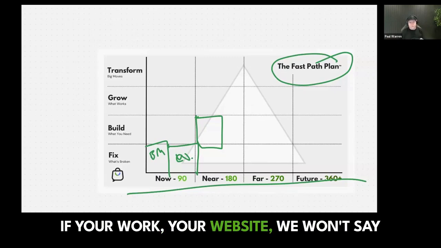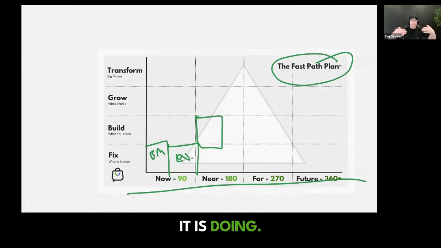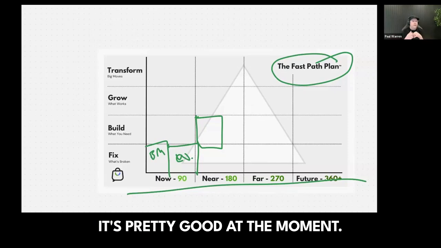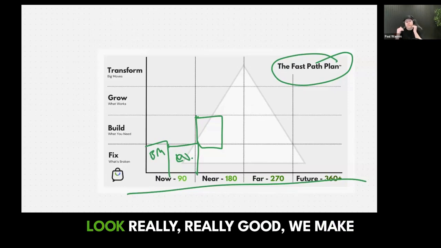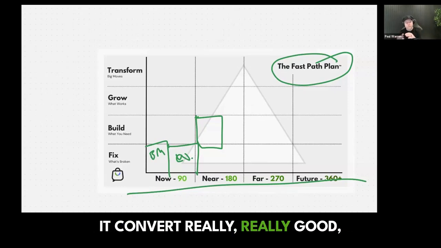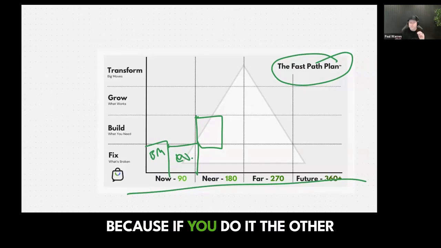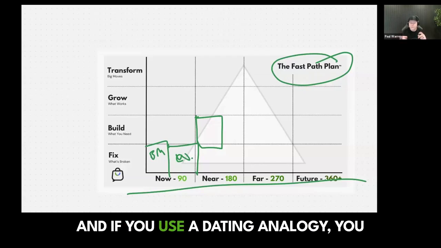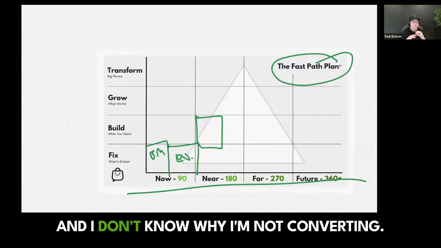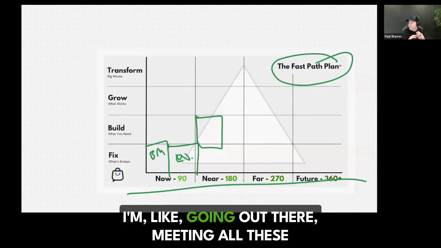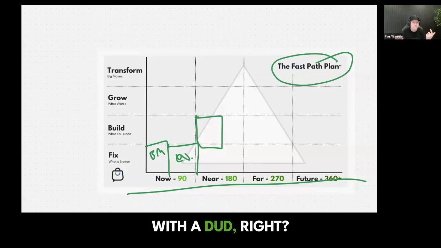I certainly won't say your website's wearing Crocs and not speaking very well, because it's pretty good at the moment. However, if we make it speak really, really good and we make it look really, really good, we make it convert really, really good, then you start running your meta ads, right? Because if you do it the other way, and you use a dating analogy, you just go from one date to another date to another date, and you're like, I don't know why I'm not converting. Well, you're not speaking good and you don't look good. That's why you're going home with a dud, right?